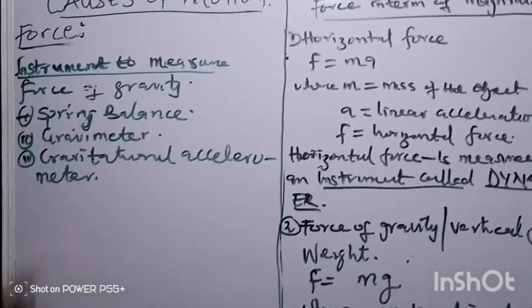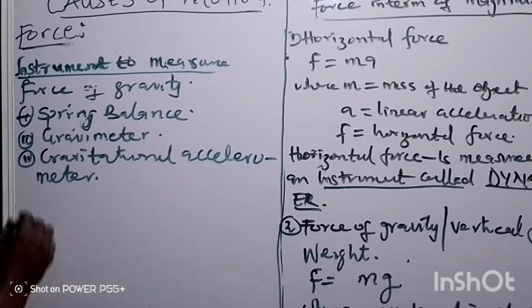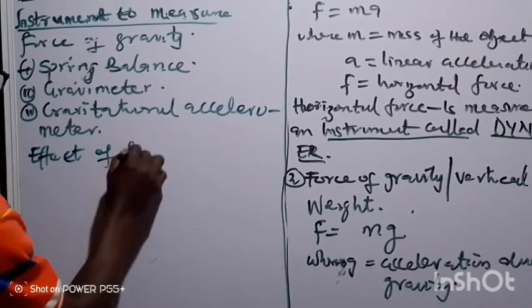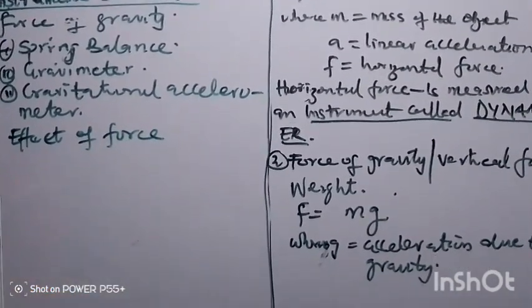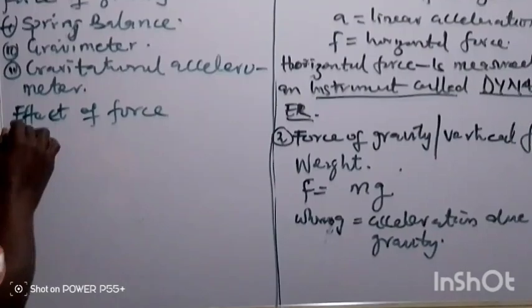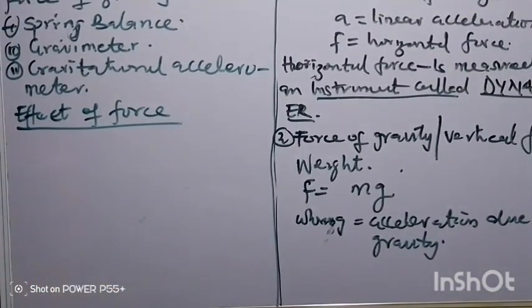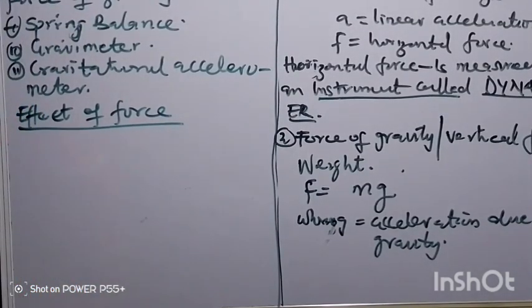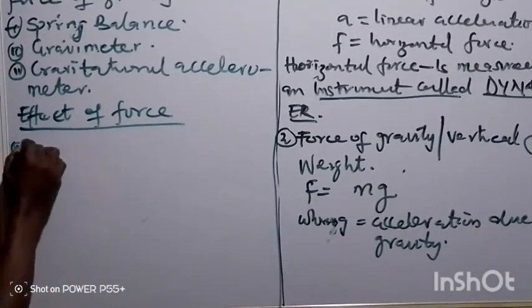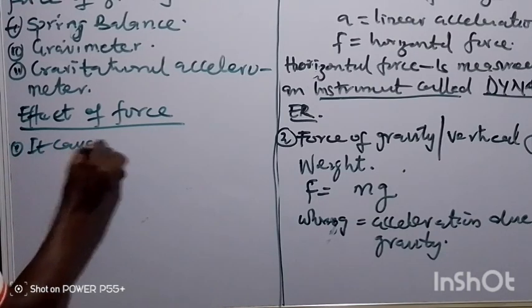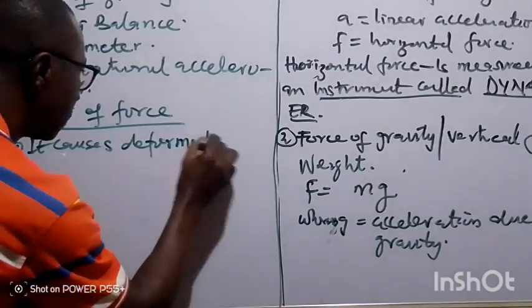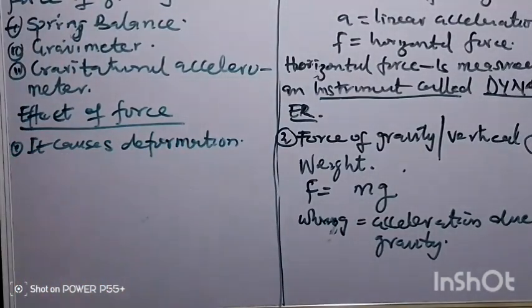Now, the next thing we are going to look at under force is effect of force on any material. That is, when you apply force to the body or any material, what will be the effect of the force on that material? One, it causes deformation. That is, when you apply force to any object, it will deform that object.